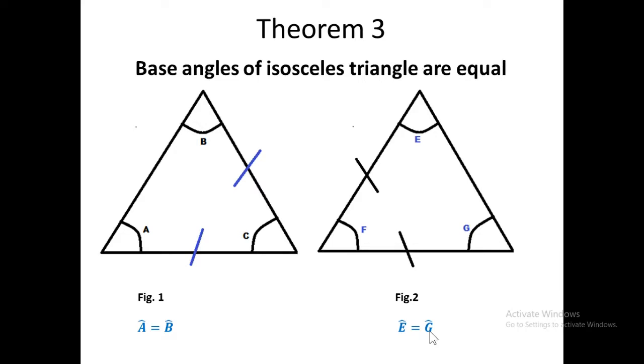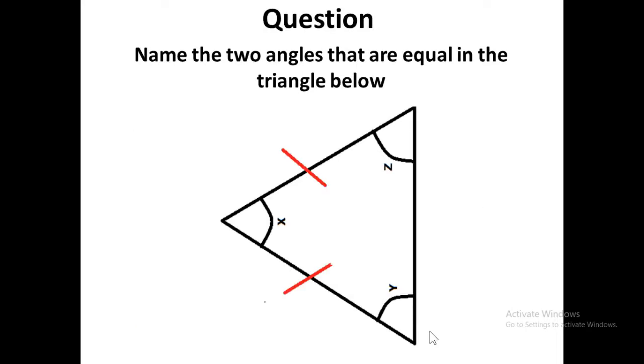So if you understand this last theorem now, I want you to help me solve this question. You have to name the two angles that are equal in this triangle below, given that this side is equal to this side as it has been marked. This angle here is angle X, this angle here is angle Z, and this angle is Y. You have to tell us the two angles that are equal, and you tell us the reason why they are equal.